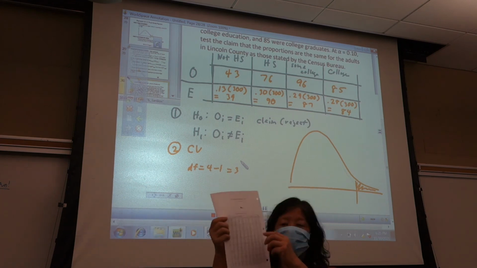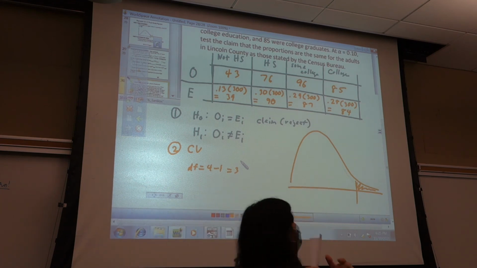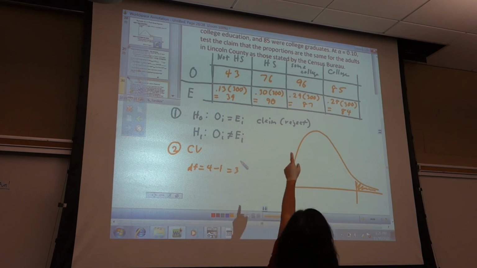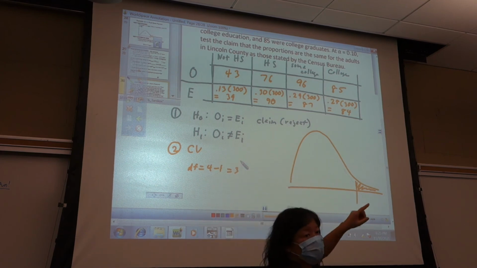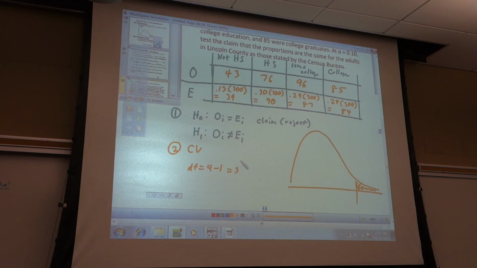There's 4 categories. Is that pi 1? Alpha is 0.01, yeah. Okay. So I end up with 6.251.